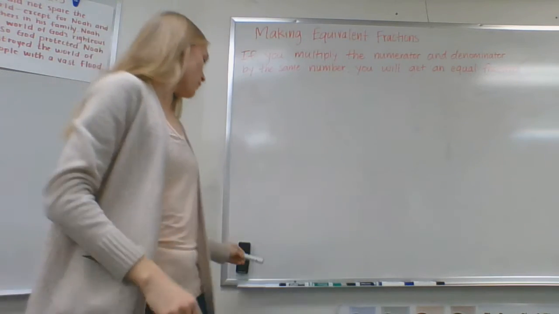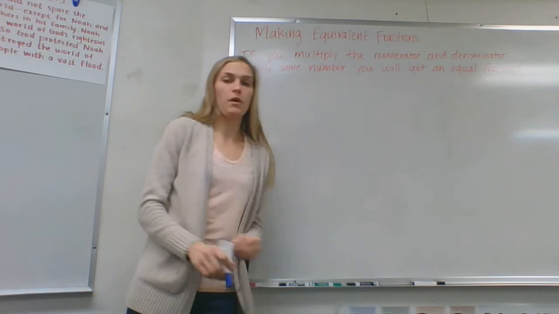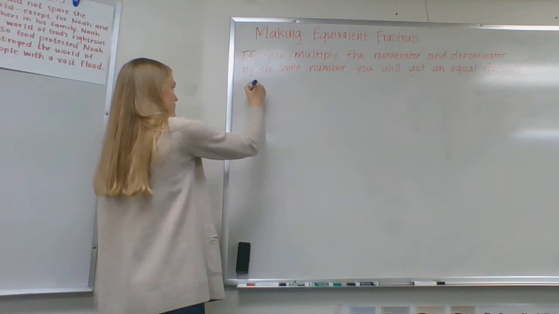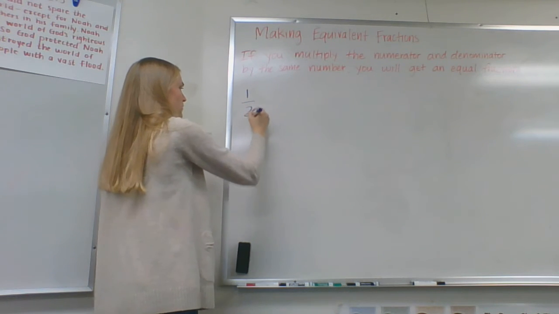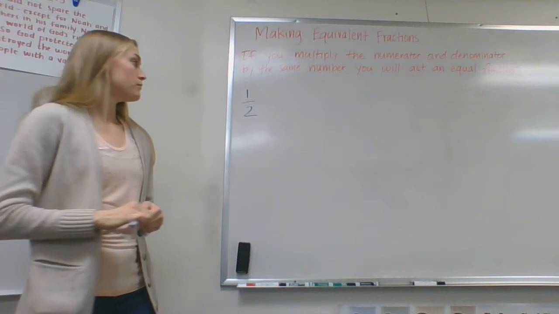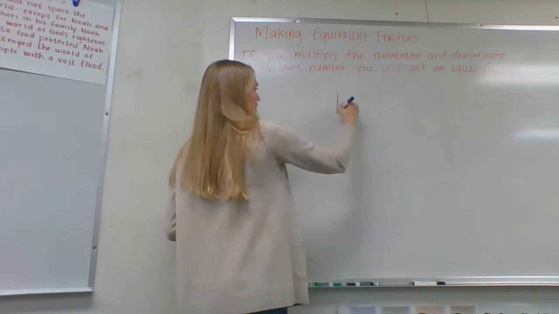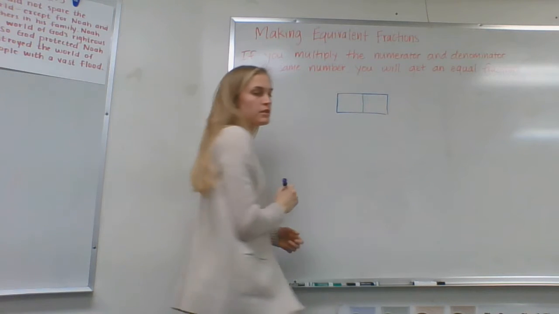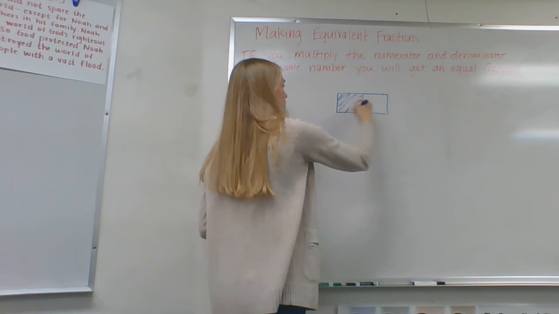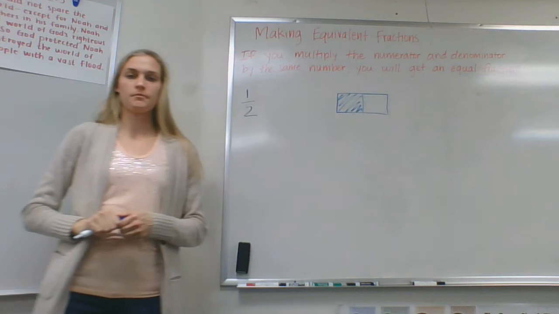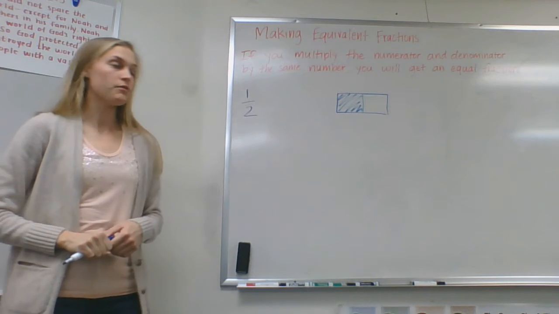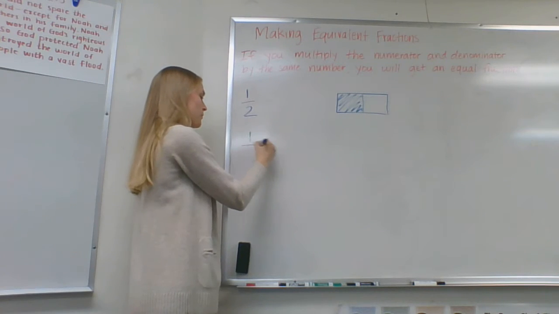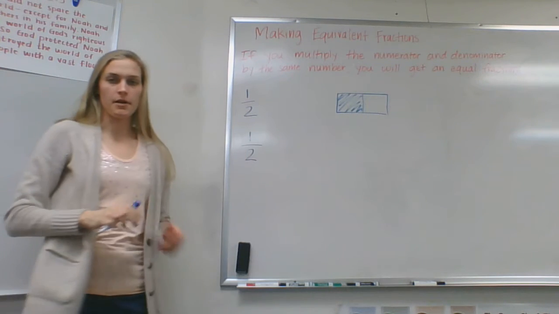All right, so we're going to show what that looks like. So we'll start with the fraction 1/2. And so we're going to draw what that looks like. That would look like one thing split in two pieces, and one of those two pieces is shaded. But to make an equivalent fraction, we would need to multiply the numerator and the denominator by the same number.